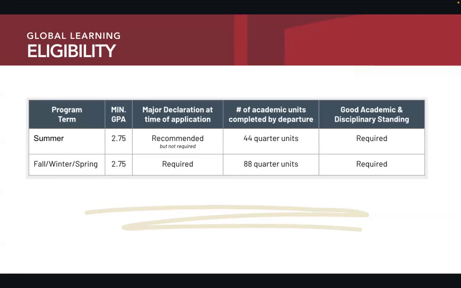And finally, with eligibility, good academic and disciplinary standing is important. It is required, regardless of the term that that student is looking at. So these things are very important at the time of application, leading up to their program. And if they become ineligible along the way, that could potentially mean a withdrawal. So it's really important that a student stays in good academic standing and disciplinary standing.